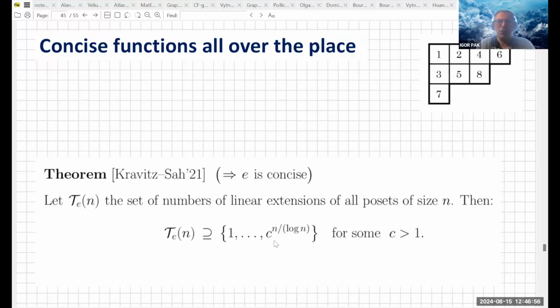We don't exactly need n over log n. We would have been fine with c to the square root of n, but in order for our result to work, we needed some exponential growth in this function. So again, you're looking at various posets, and looking at the number that comes out as the number of linear extensions of that poset. And we're saying that the set of numbers is very large. So for posets of size n, this set of numbers contains exponentially many numbers, and in fact, all numbers from one up to exponential.